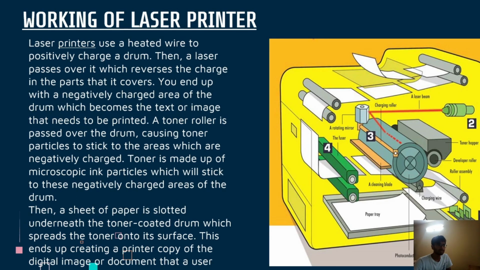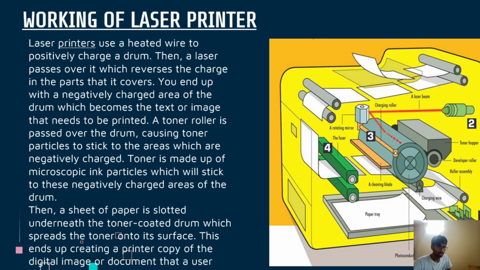Working of a laser printer. Laser printers use a heated wire to positively charge a drum. Then, a laser passes over it, which reverses the charge in the parts that it converts. You end up with a negatively charged area of the drum, which becomes the text or image that needs to be printed. A toner roller is passed over the drum, causing toner particles to stick to the areas which are negatively charged.